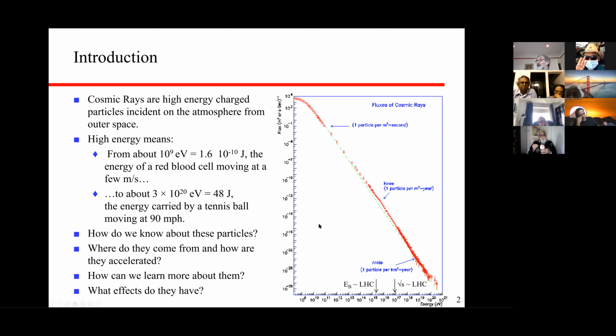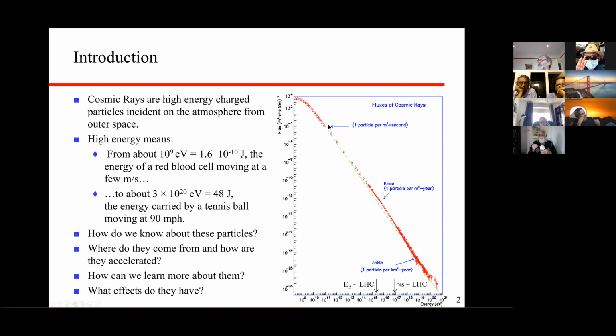So the picture on the right here actually shows the energy spectrum of these cosmic rays, starting from the left at the lowest energies, around about a GeV, and going up to about 10 to the 20 electron volts at the right-hand end. And you can see that the number of particles is very large. This is the number per meter squared, essentially.